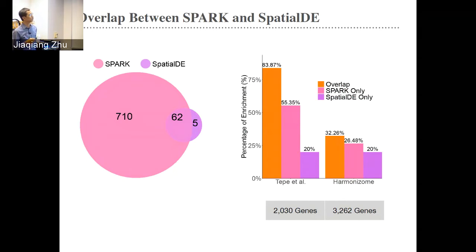26% of the spatial genes detected by Spark are in that gene list, and only 20% of the genes detected by spatial DE are in that list. So all these results provide support that our method is more powerful and the result is kind of valid.